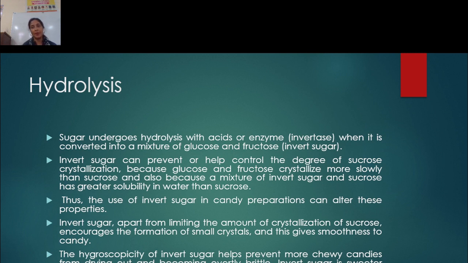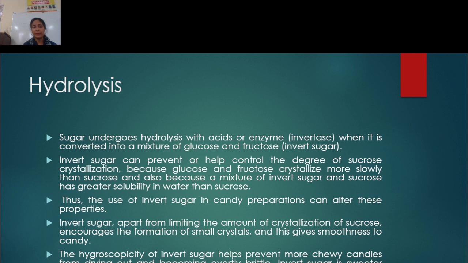And a mixture of invert sugar and sucrose has greater solubility in water than sucrose itself. The use of invert sugar can be done in many candy preparations because of its unique property of not crystallizing. Then invert sugar, apart from limiting the amount of crystallization of sucrose, also encourages the formation of small crystals that actually provide a very smooth candy.